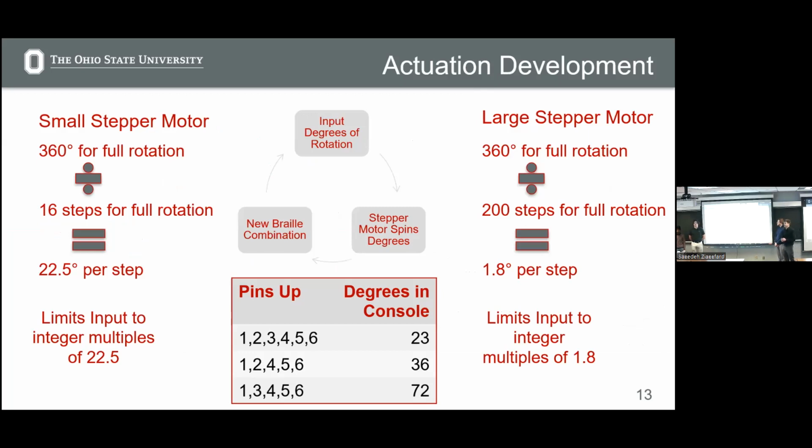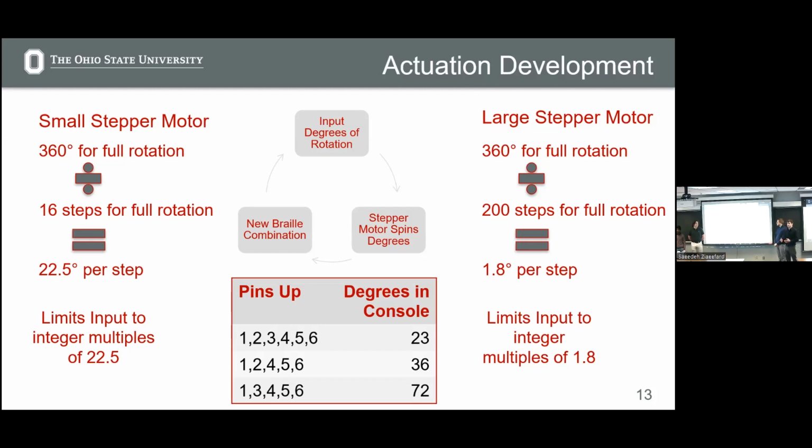And what this made for us was a sort of test in the software realm. You would input a degree of rotation in the console. The code would read that and spin the cam that amount of degrees to produce a new Braille combination. And eventually our goal is to input the Braille combination you want. So the first one there, 1, 2, 3, 4, 5, 6 would be all of them, and it would spin both motors to the correct amount of degrees to produce that combination.